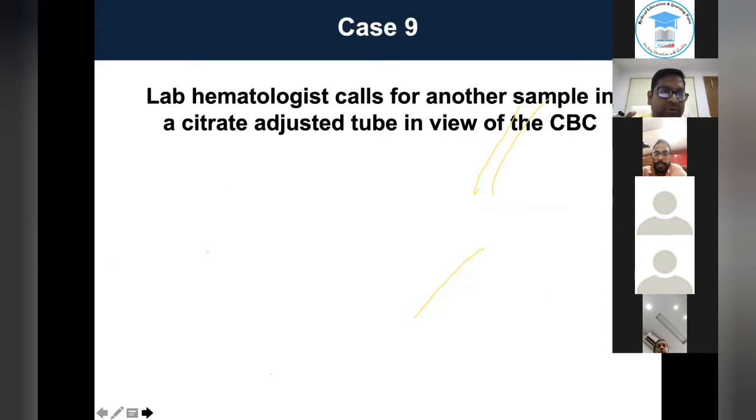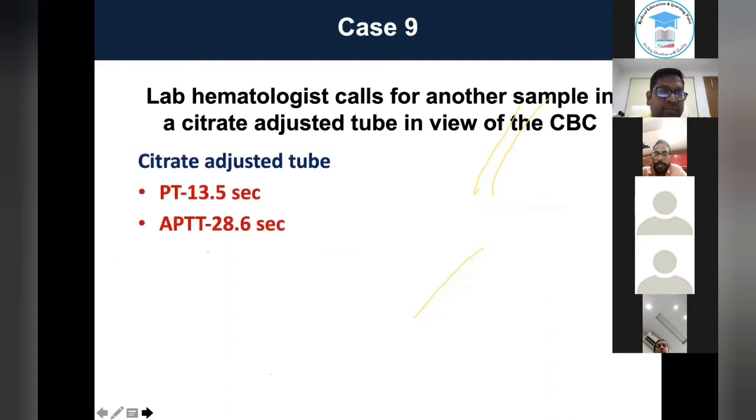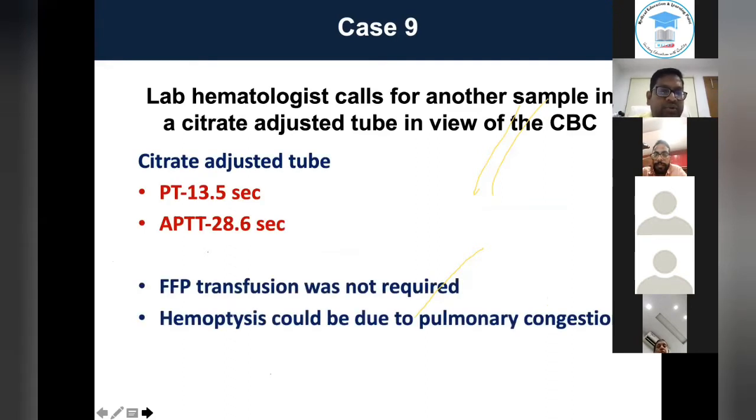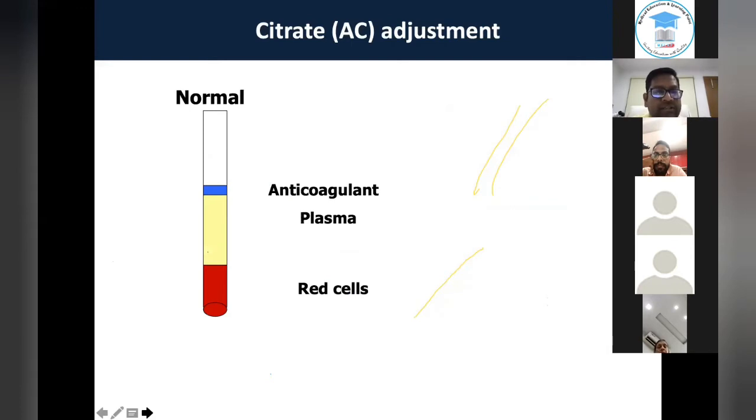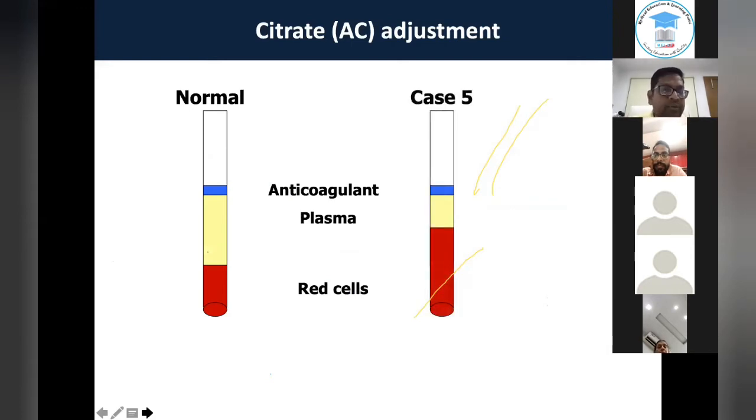So what is important? A citrate-adjusted tube in view of the CBC. In the citrate-adjusted tube, the PT and APTT show normal values. FFP transfusion actually was not required. Hemoptysis could be due to pulmonary congestion. So let us understand the science behind this case.